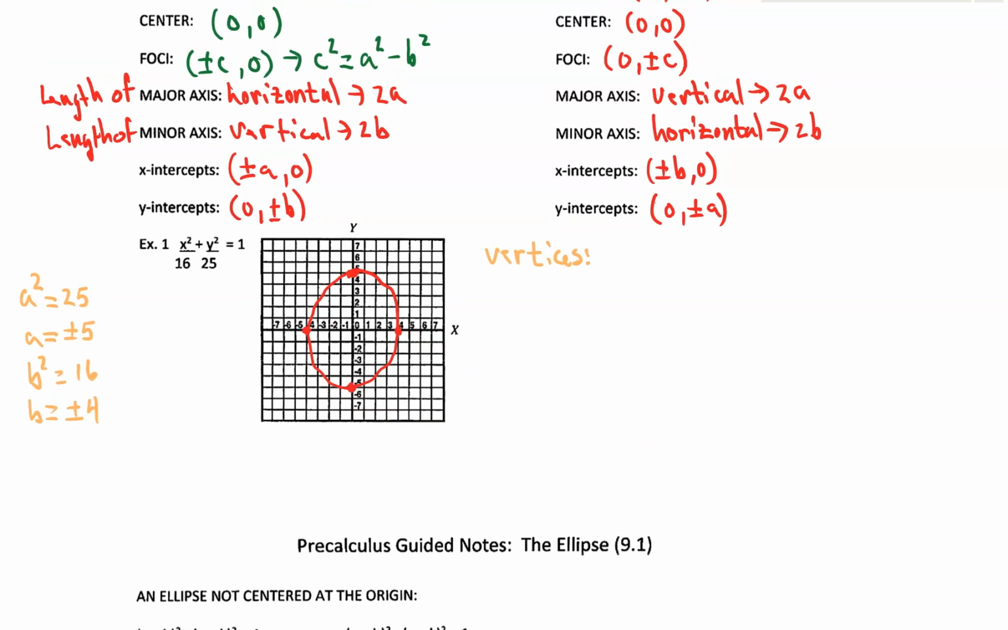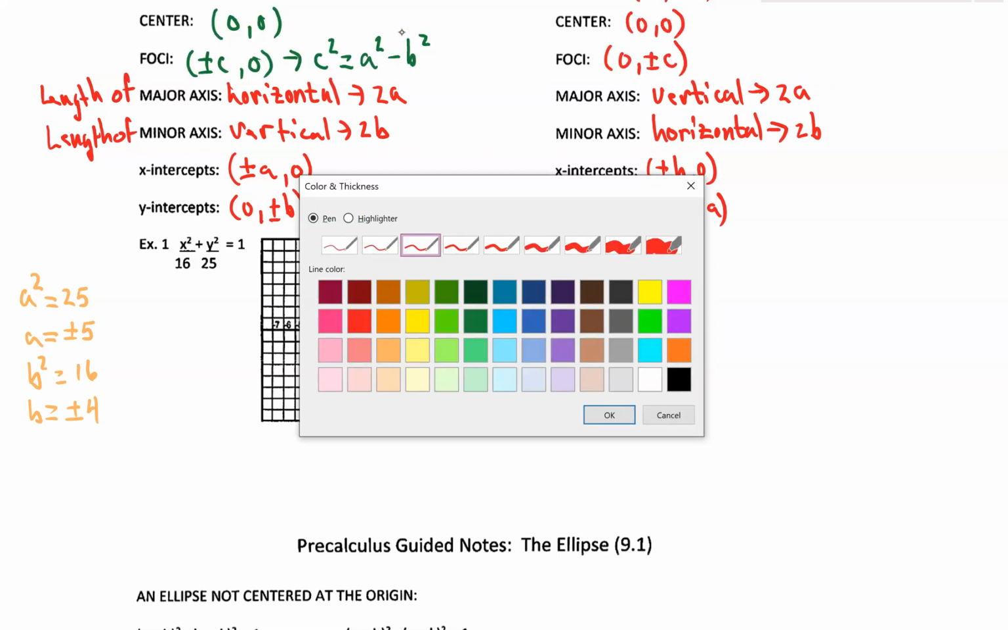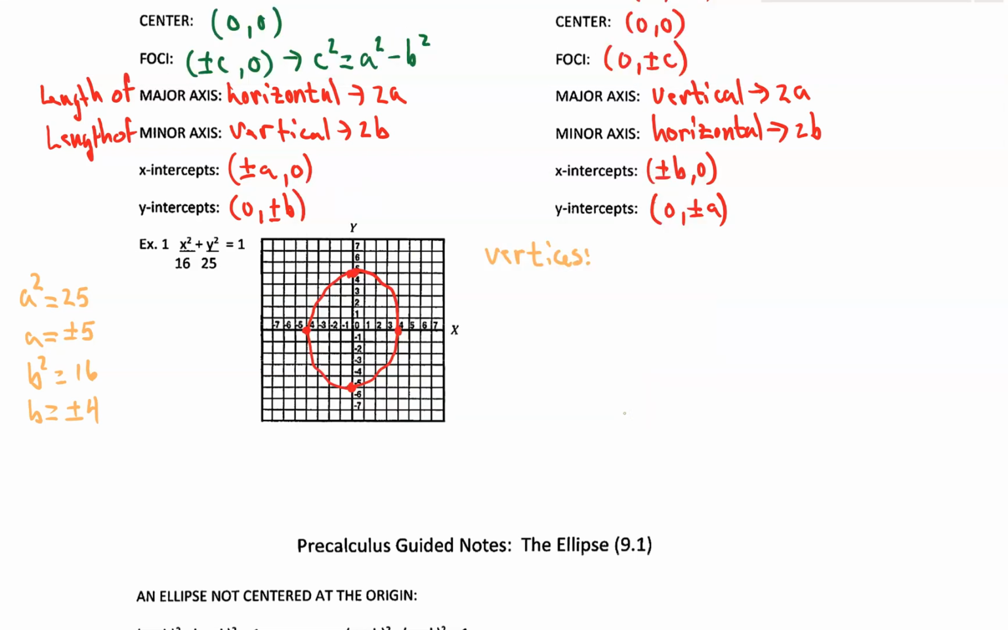So now we need to find all of the things that go with this particular problem. With that in mind, what are our vertices? In this one, our vertices would be 0 and plus or minus 5. Our center in this problem is at 0, 0, which didn't change.